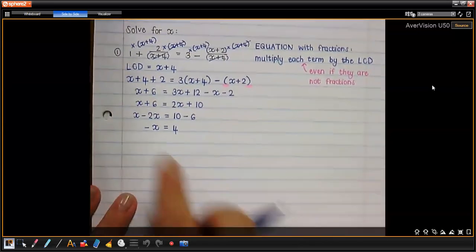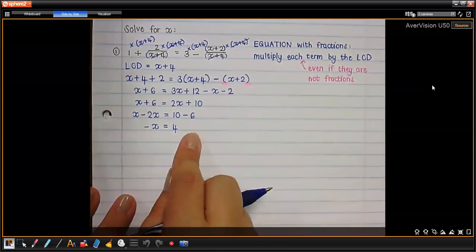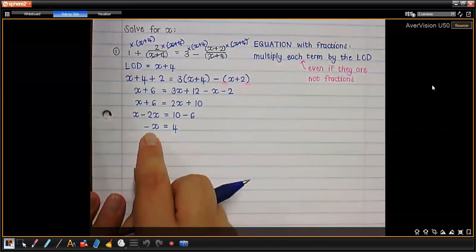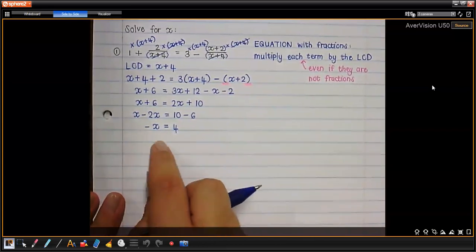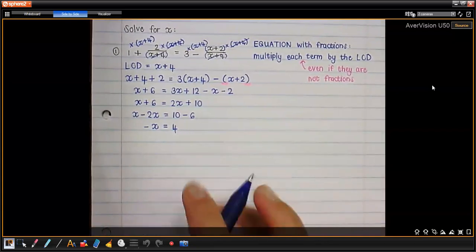4. And what do I do with that negative 1 that's there in front? Take it to the other side, hey? What is the opposite of multiplying by negative 1? Dividing by negative 1. What is 4 divided by negative 1?